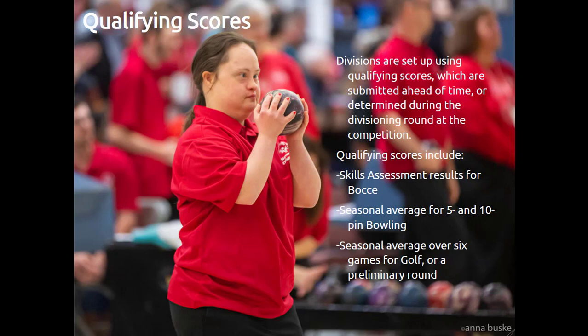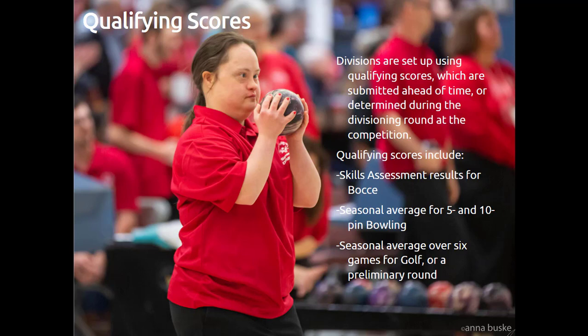Divisions are set up using qualifying scores which are submitted ahead of time or determined during the divisioning round at the competition. For bocce, qualifying scores will come from the results of a skills assessment that can be done ahead of the competition or during the scheduled divisioning at the competition.